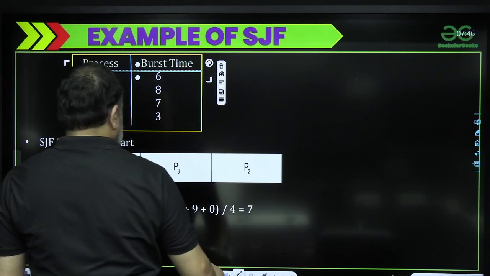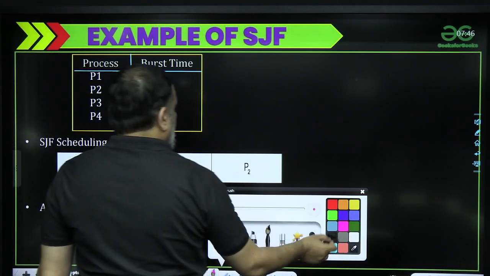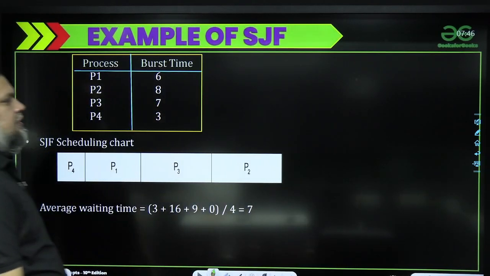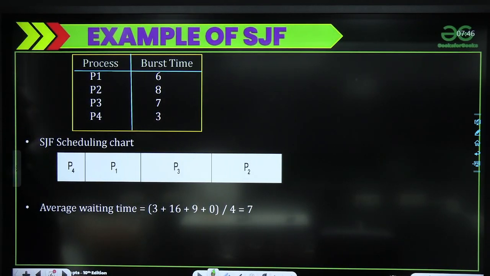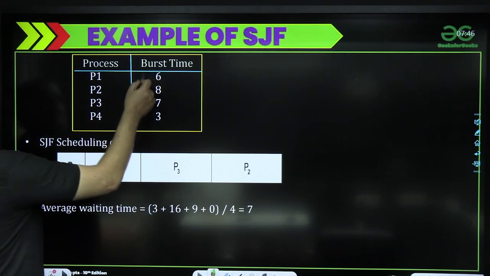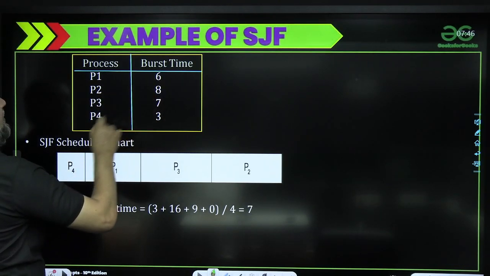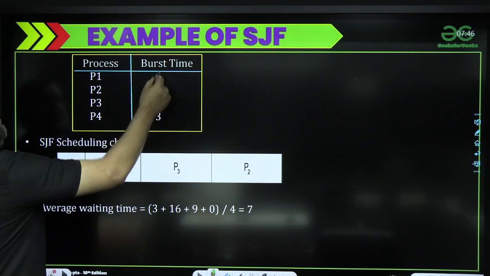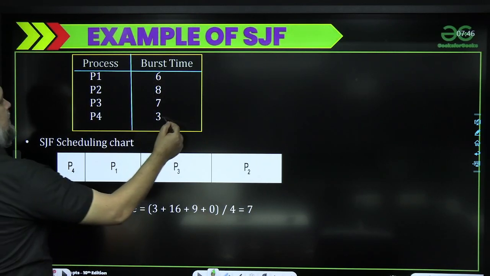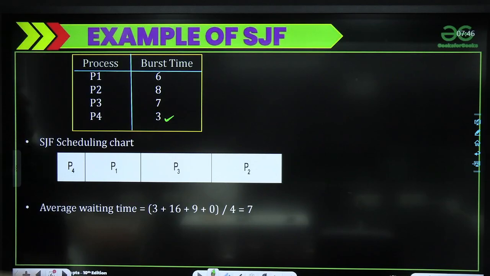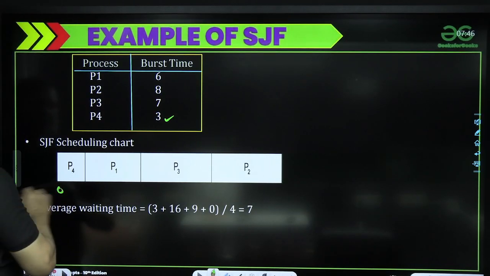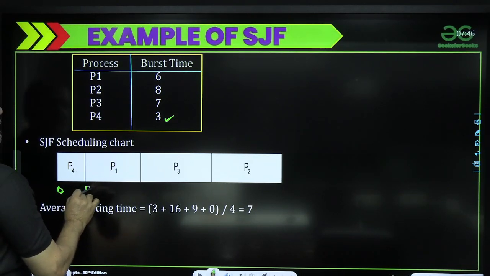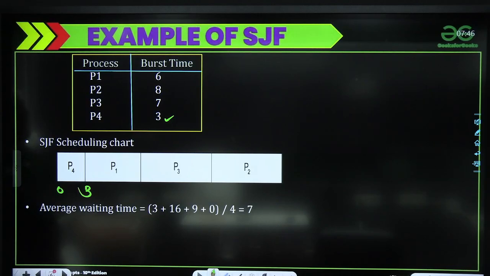So this is my data set. Let's analyze it. There are four processes, P1 to P4. The next CPU burst time of P1 is 6, P2 is 8, P3 is 7, P4 is 3. Among all these processes in the ready queue, the one having the least burst time is P4 with 3. So we start at time 0 with P4. P4 needs 3 units, so non-preemptively it completes at time 3.